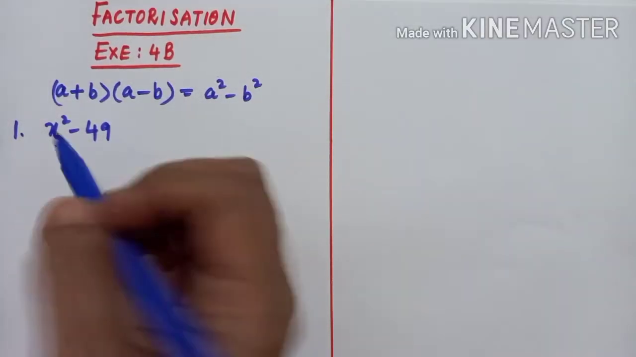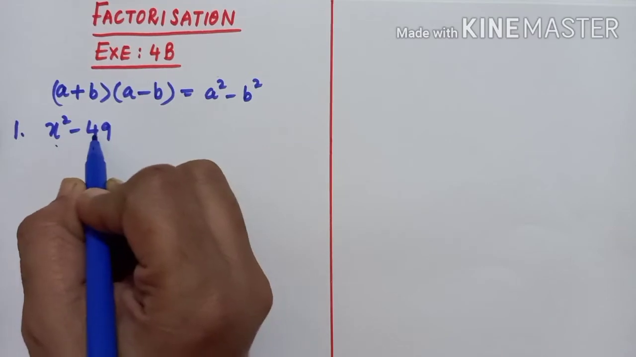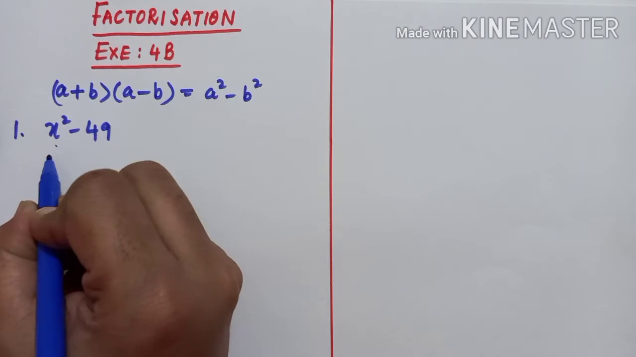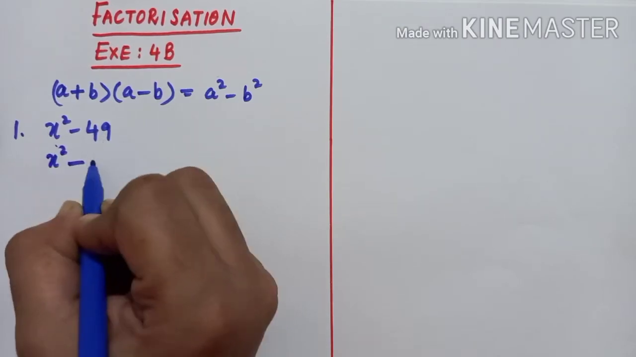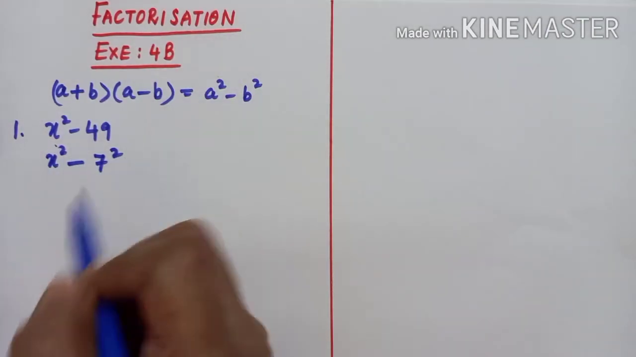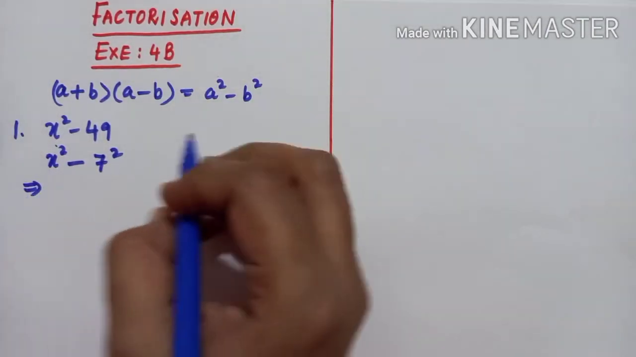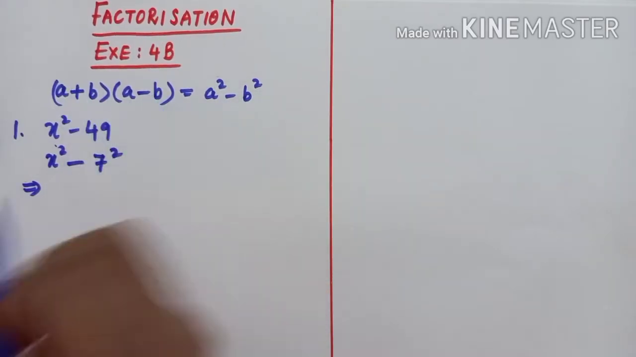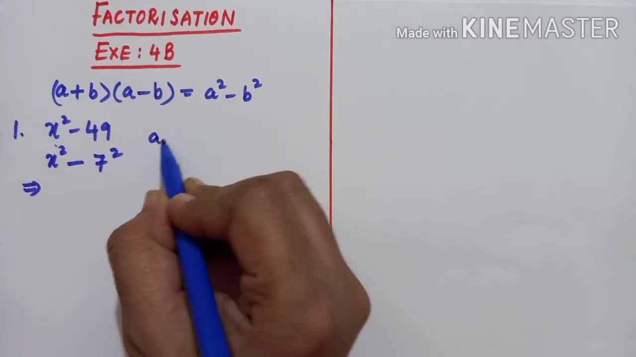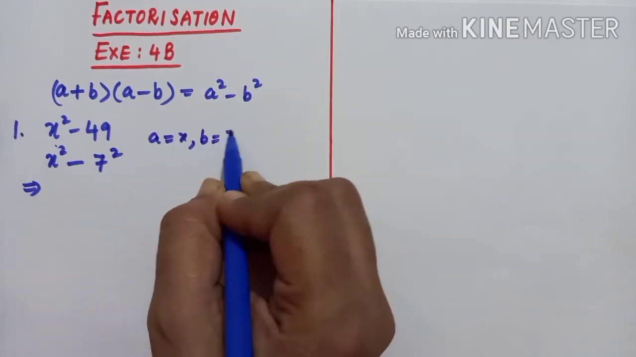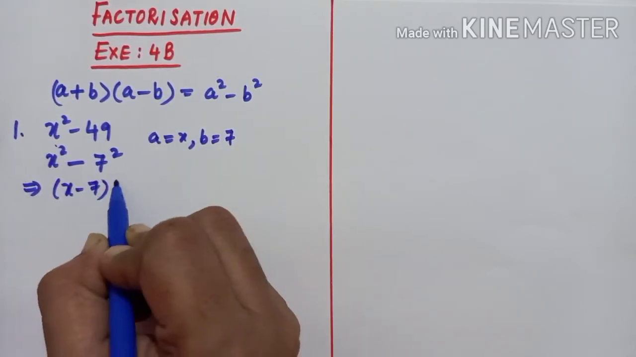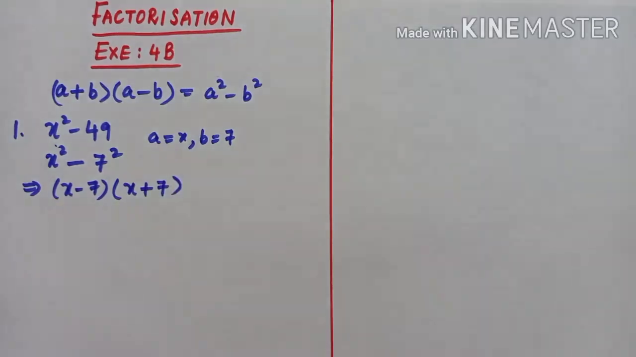So here x square minus 49. x square is here, so can you make 49 a square of any number? Yes, x square minus 7 square will give you 49. Now it is in the form of a square minus b square. What is a square minus b square? It is nothing but (a plus b)(a minus b). Just assume this as a and this as b. Your a equals x and b equals 7. So a plus b, a minus b means (x minus 7)(x plus 7). That's it.